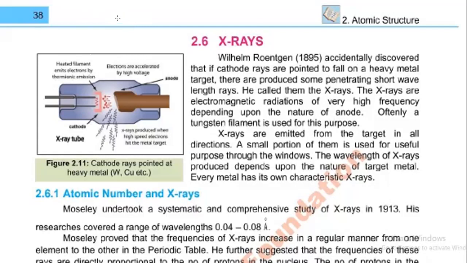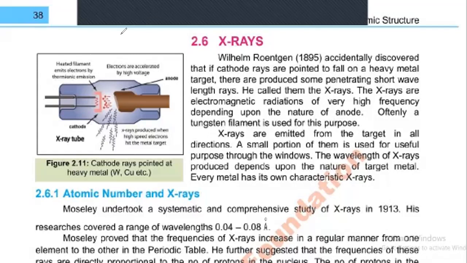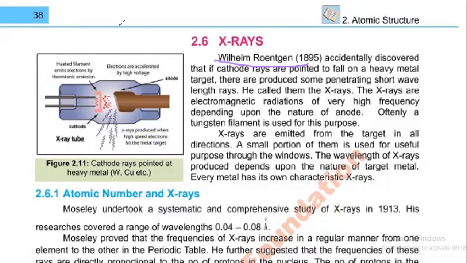First year class, chapter number 2, atomic structure. So here we have a brief introduction of X-rays, but I'll try to explain as much as I can by myself. So what happened in 1895? William Röntgen. First of all, let me give you a brief introduction of X-ray.